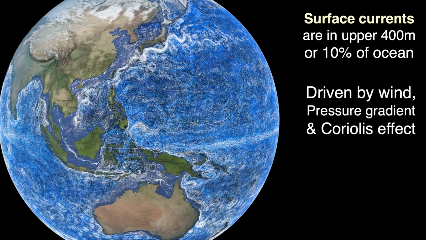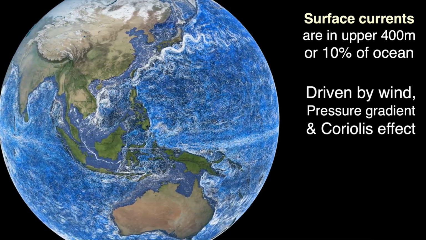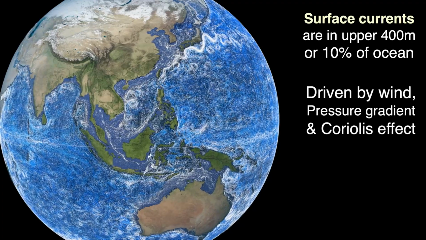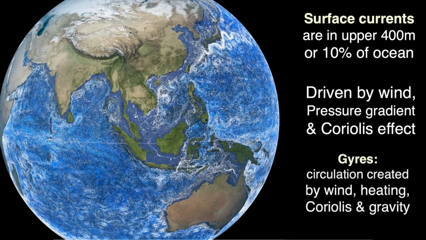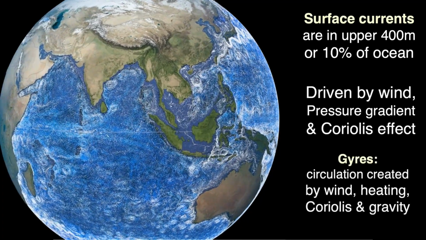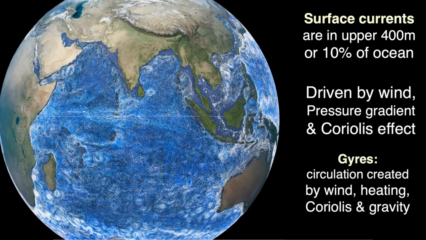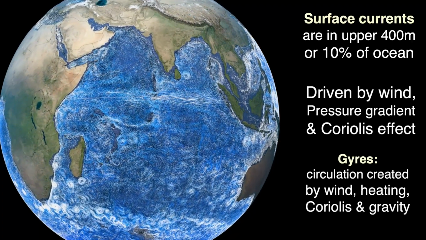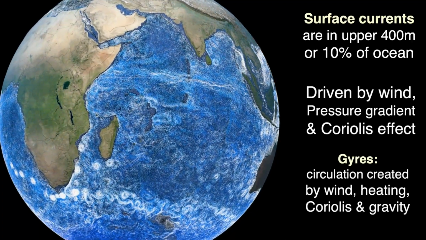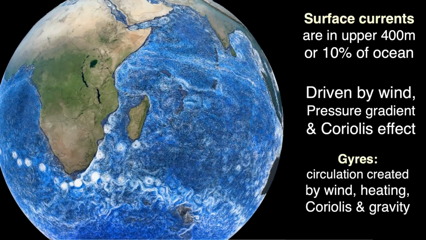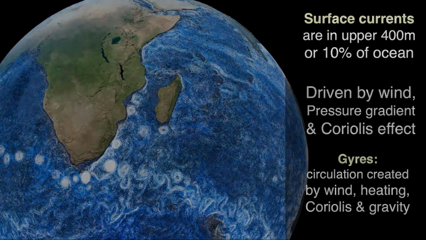Now together, these ocean currents create large-scale circulations in each of the ocean basins. We call these gyres, and they are created by the surface wind. They're also affected by heating or surface temperature of the ocean, and maybe the Coriolis effect and gravity. But predominantly, they're driven by wind.